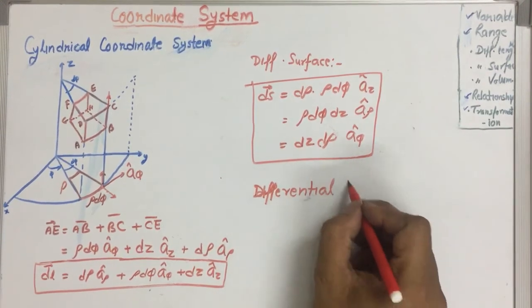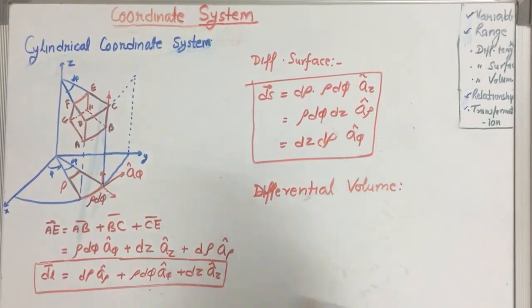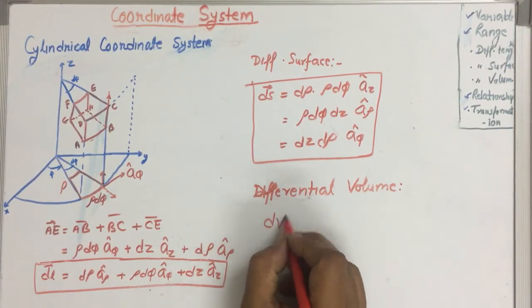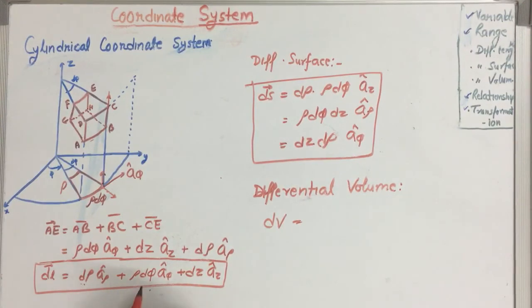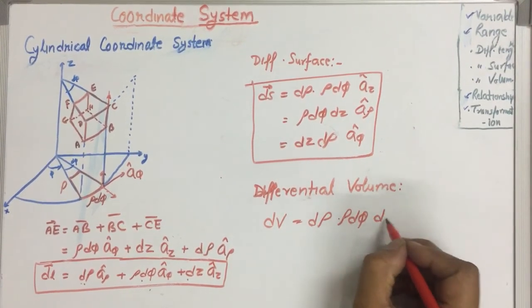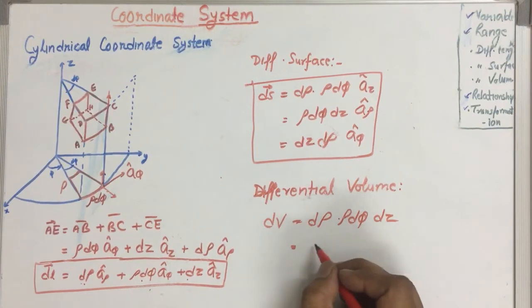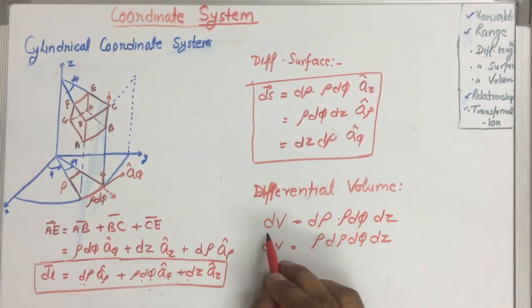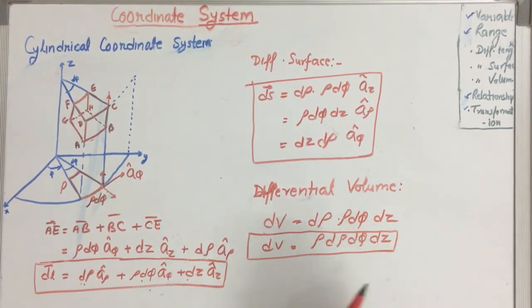Now the differential volume can be found just by multiplying all the coefficients in scalar form. dV is the product of d rho, rho d phi and dz. So this will be the differential volume: rho d rho d phi dz. This is our differential volume. In this way, the important parameters, differential length, differential surface and differential volume, for this differential object in the cylindrical coordinate system we are able to find.